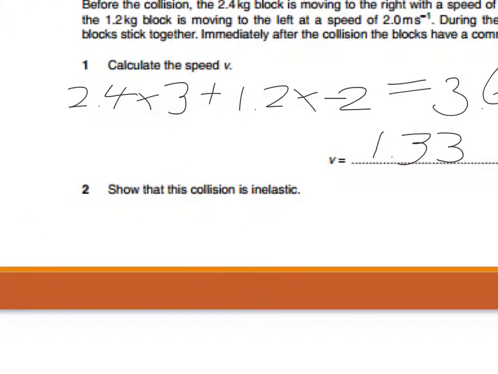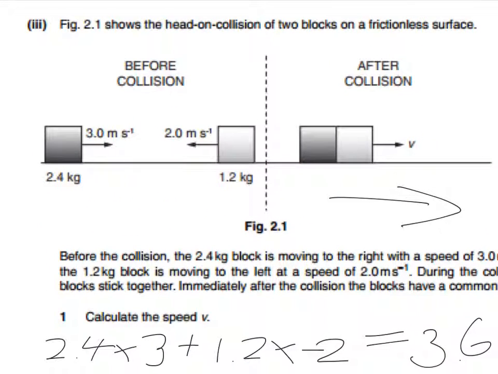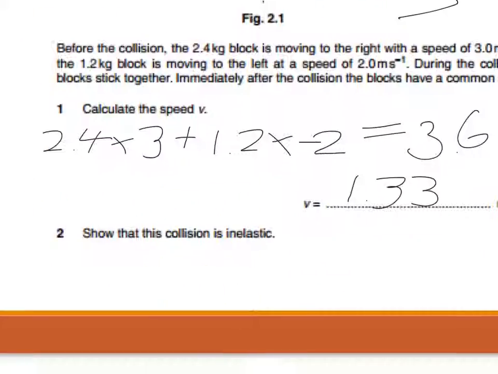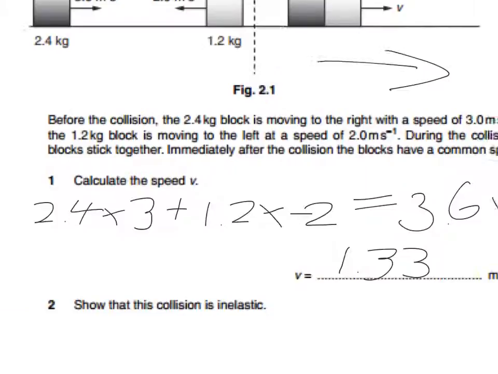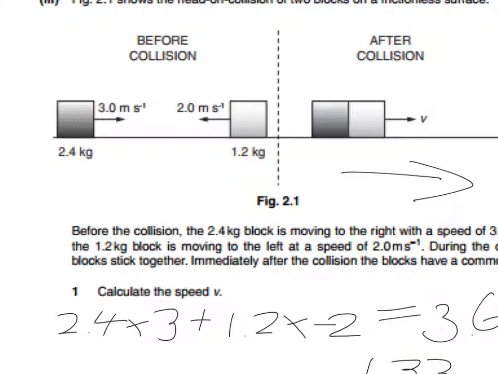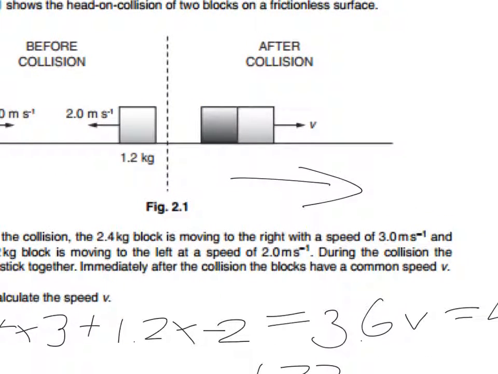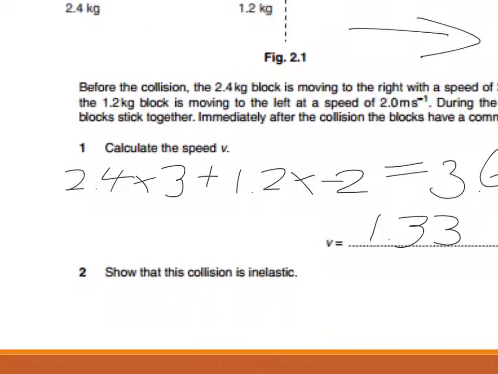Now we have to show that the collision is inelastic. So if it was elastic, then the kinetic energy before would be equal to the kinetic energy afterwards. So to show it's inelastic, we have to show that's not the case. So we just add up the kinetic energy before, add up the kinetic energy afterwards, and show they're not equal.